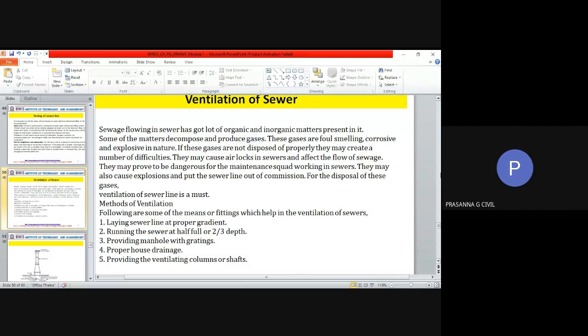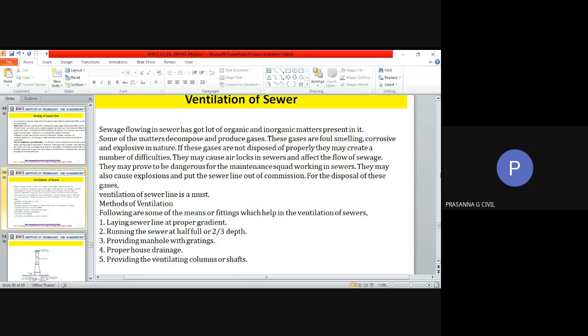Say a 200-meter length of pipeline. At one end you have one manhole, and at the other end you have the other manhole. A manhole is a part of the sewerage system. Your sewer line will enter one manhole and the manhole chamber will be there, and the next sewer line will take off from the other end of the manhole. So the manhole is like a chamber. The manhole always will have a cover.